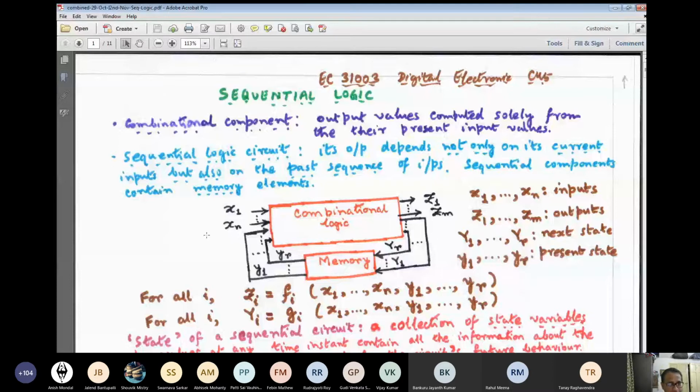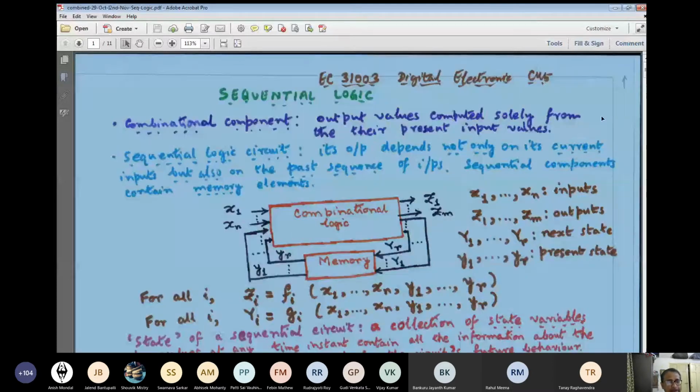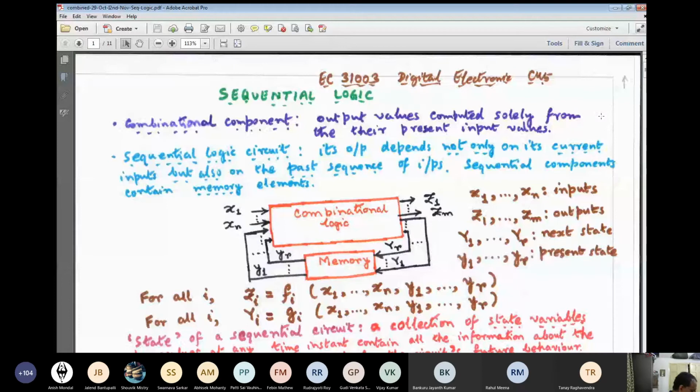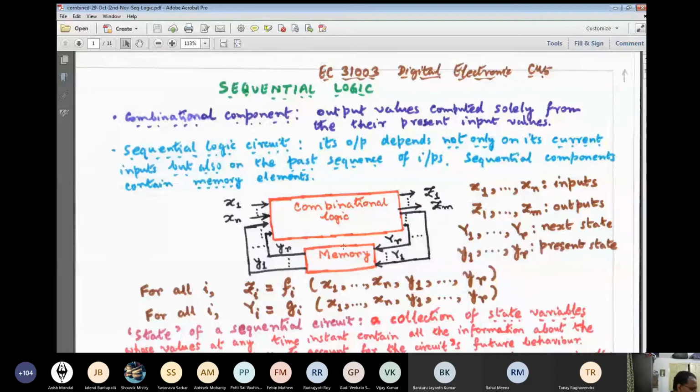So it must have memory, in order that it can remember what was the past sequence of inputs that has resulted in the sequential circuit coming to a particular state. So state is of primary importance when we discuss sequential logic, and that too we are restricting ourselves to synchronous sequential circuits. That means always an underlying clock is there.